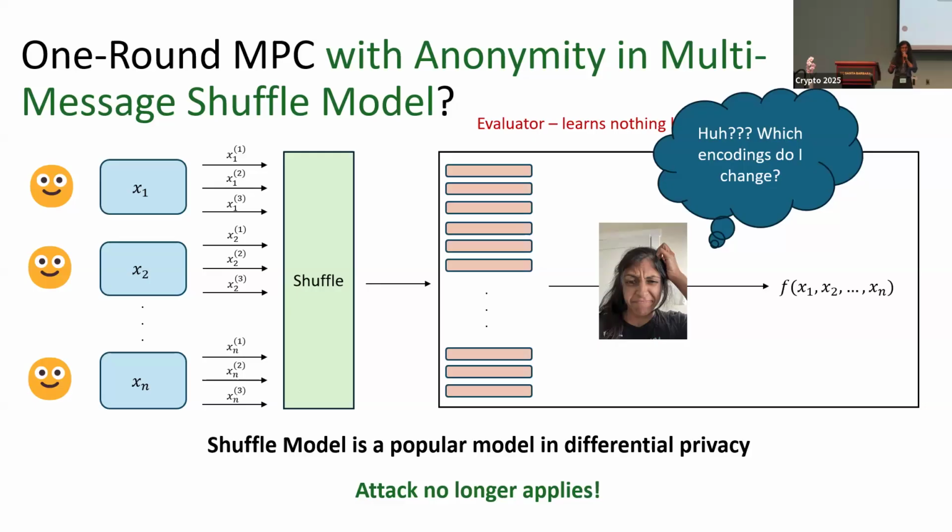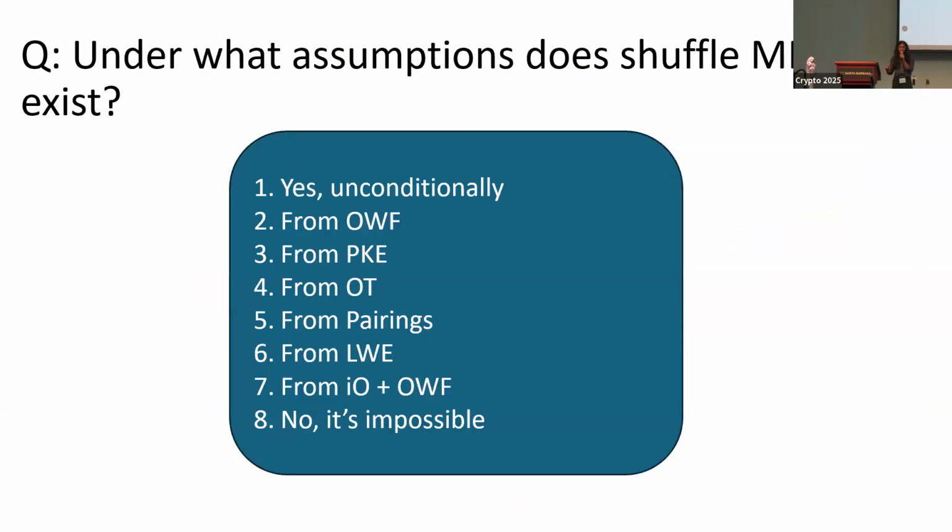Okay, so the main question we explore in our work is under what assumptions does MPC in the shuffle model exist without setup? You can take a second to think about what your guess might be for what assumptions you can construct it from. From IO, it seems pretty likely because you can construct most things with IO. It would be really nice to get it from LWE since it's post-quantum. You'd think it would require at least OT because a lot of MPC protocols require OT. But in our work, we were very surprised to discover we could construct it generically from public key encryption.